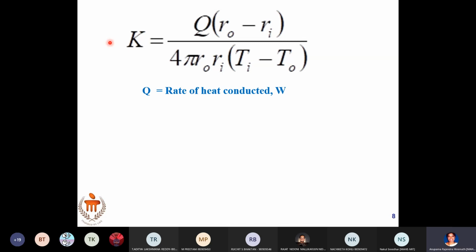From the previous equation, you will get your K, and you are going to finally end up with a value of K, thermal conductivity. What is the thermal conductivity? Now here in this setup, you are using asbestos as the insulating powder. Your K should be high or low?